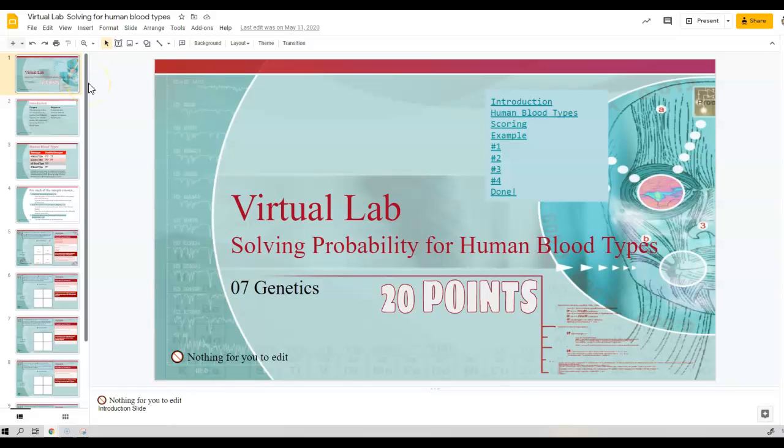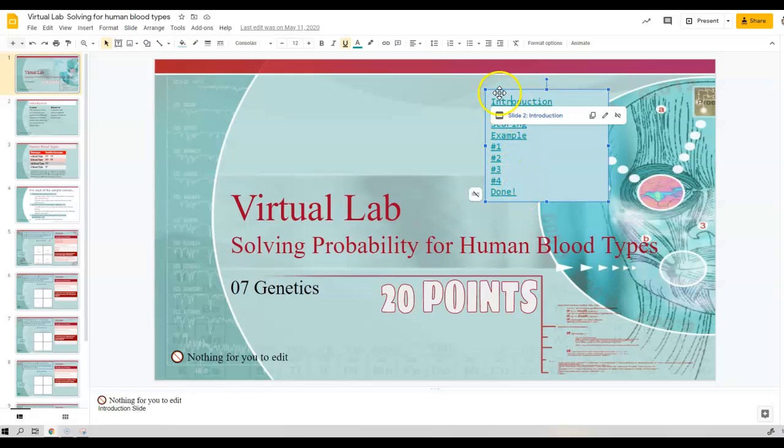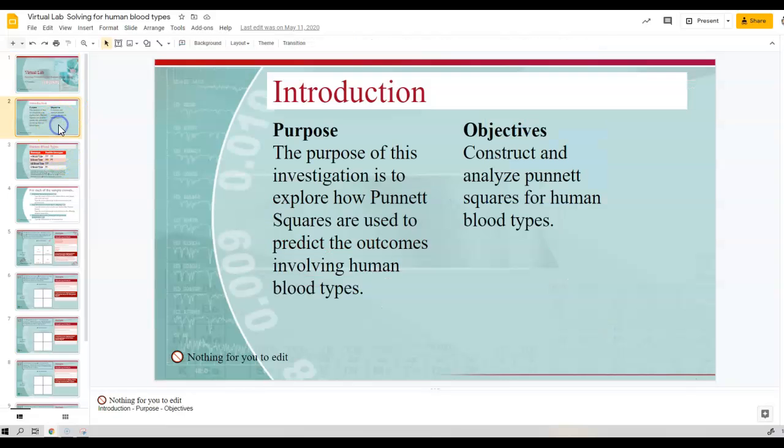Here's an example Hyperdoc that I created for students using Google Slides, where we were looking at the probability of human blood types using Punnett squares. And as you can see here, there's a list of links that the students can use to get through various examples and problems they had to solve. Some information for the students.